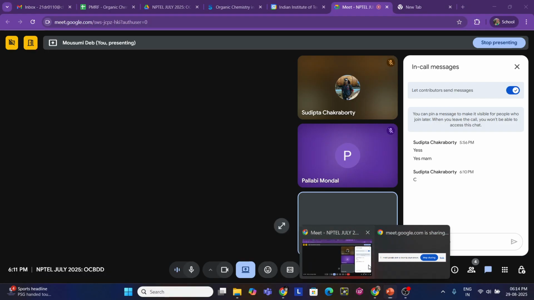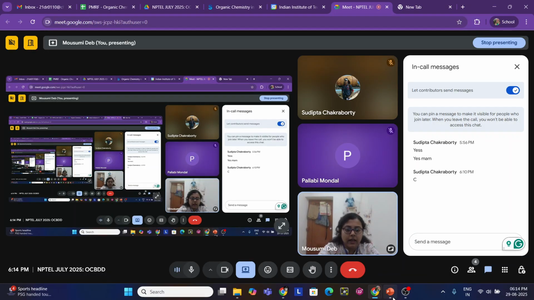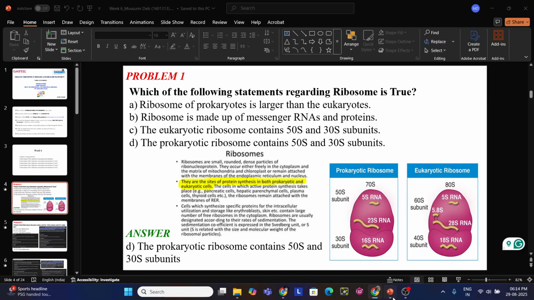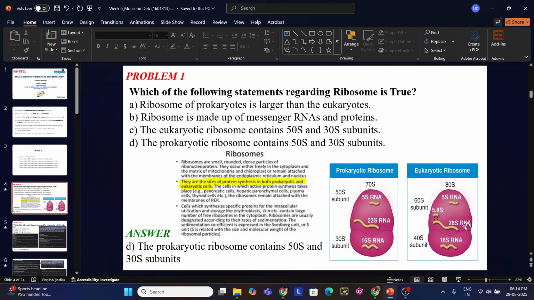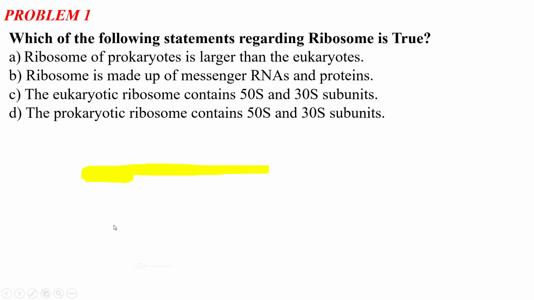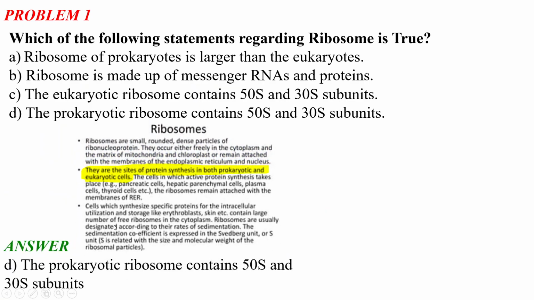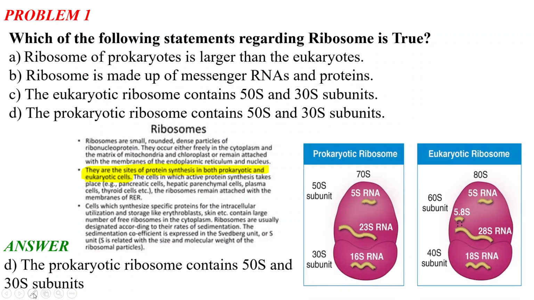If there is any doubt, please let me know. Whenever I show you the answer to a particular question, if you have any doubt or query, you can let me know through the chat box then and there, or you can ask your doubts at the last of the session also. So this was the first question. Let us go to the next question.